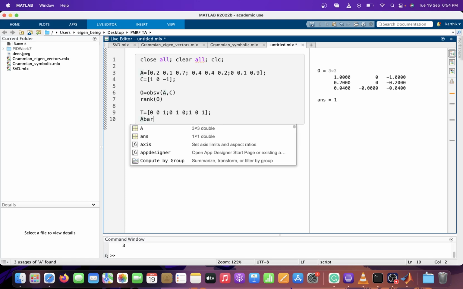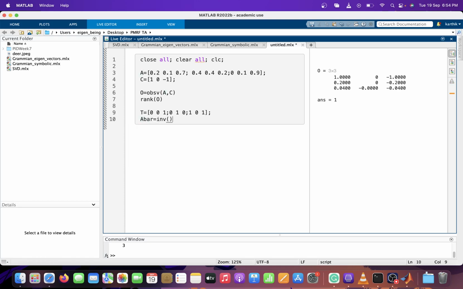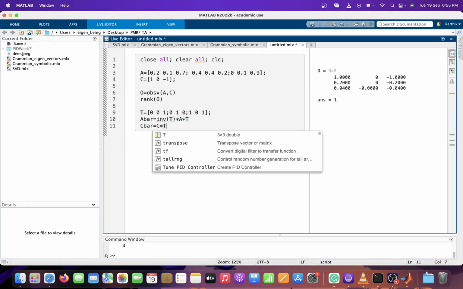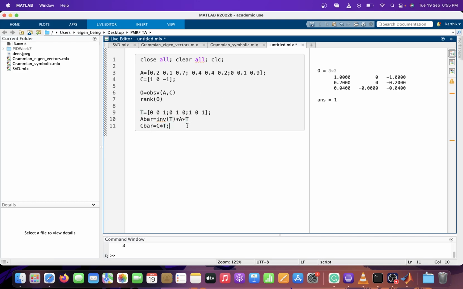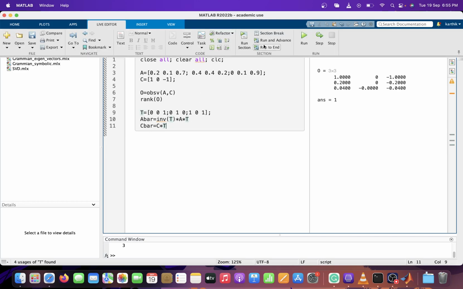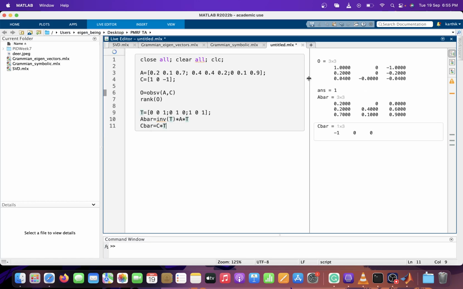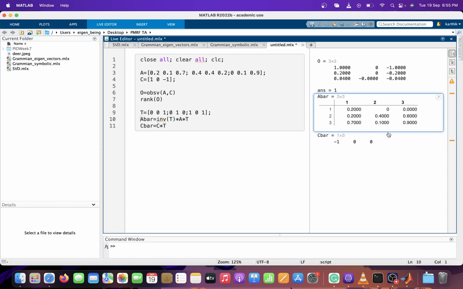Now I am writing A bar equal to inverse of T times A times T, T inverse AT, and B bar equal to inverse of, okay, again, sorry, there is no B bar here. So C bar equal to C times T. Okay, now let's look at the result.